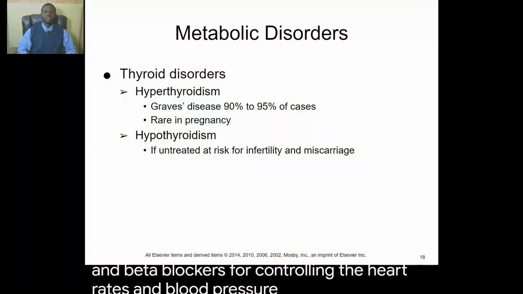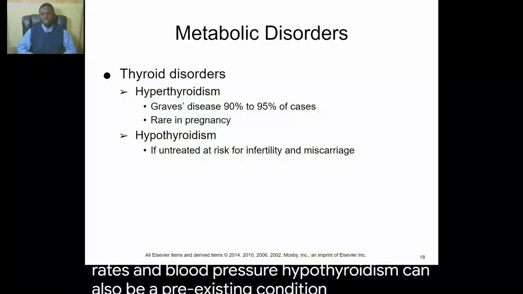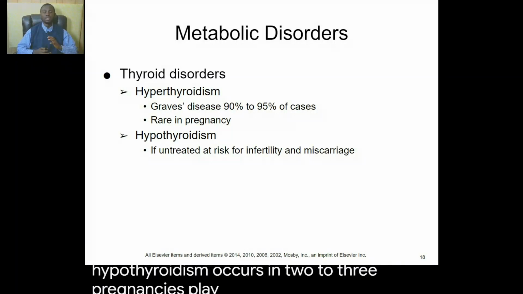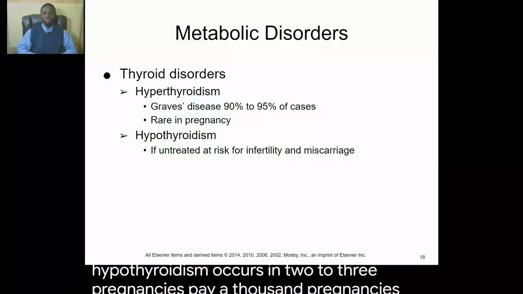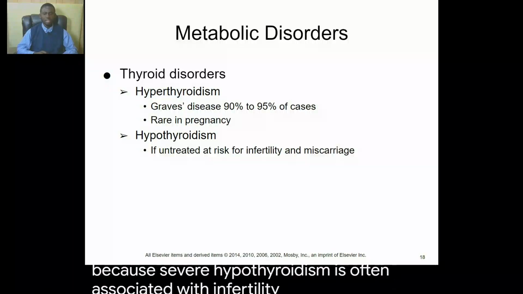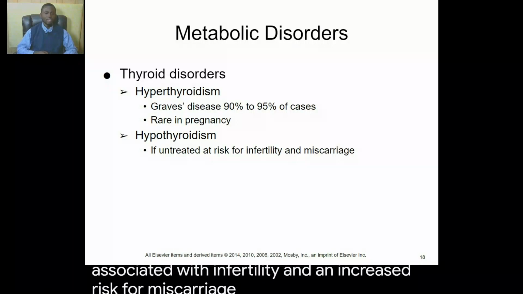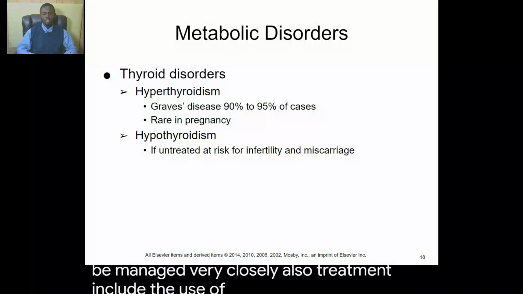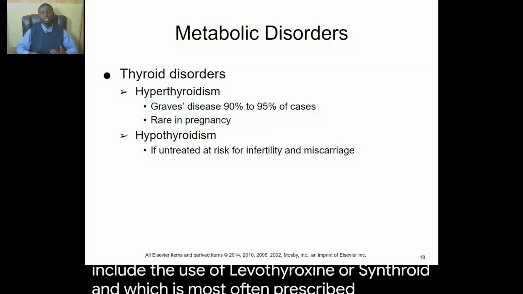On the other hand, hypothyroidism can also be a pre-existing condition, and hypothyroidism occurs in 2 to 3 pregnancies per 1,000 pregnancies. Because severe hypothyroidism is often associated with infertility and an increased risk for miscarriage, hypothyroidism should be managed very closely also. Treatment includes the use of levothyroxine or Synthroid, which is most often prescribed during the pregnancy.